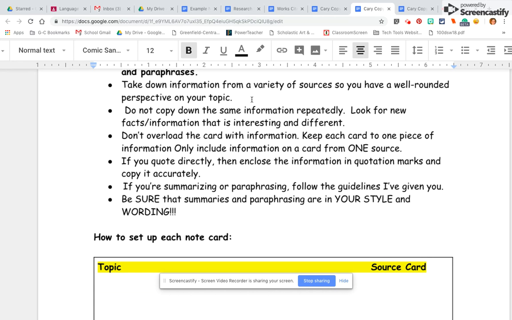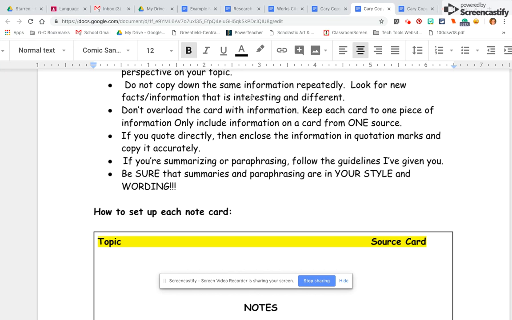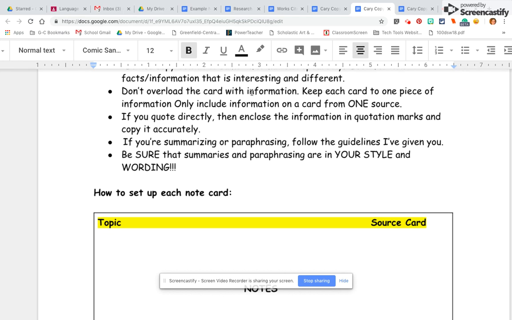So you're going to want information from a variety of sources. We said that you have to have 2 sources. You could have more, but you want to have some notes for each subtopic from both of those sources if possible. You don't want to copy down the same info. So if both sources are saying the same things, don't write it down again for source 2. Just look and see if there's something new from source 2 that you can use.